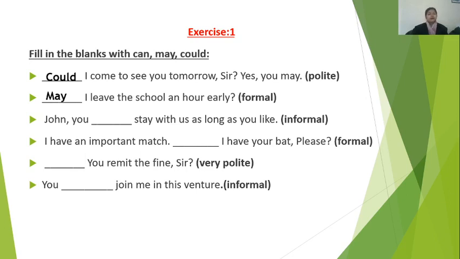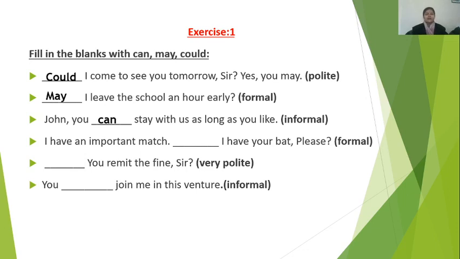Look at the next sentence. "John, you ___ stay with us as long as you like." Here in the sentence, the permission is granted. The person is not asking for any permission. The permission is granted, and that is also in an informal manner. So, for informal, which word is used for the permission? Can.